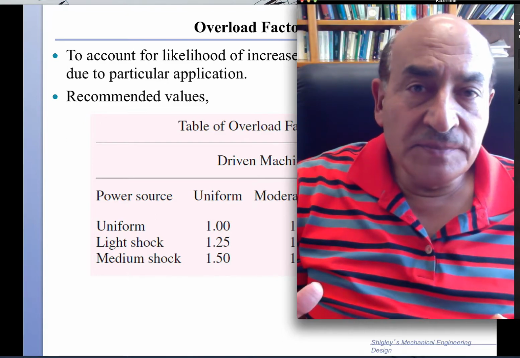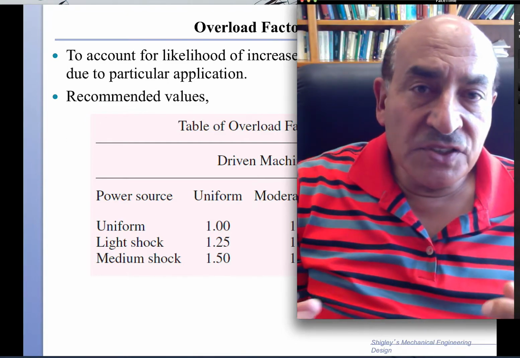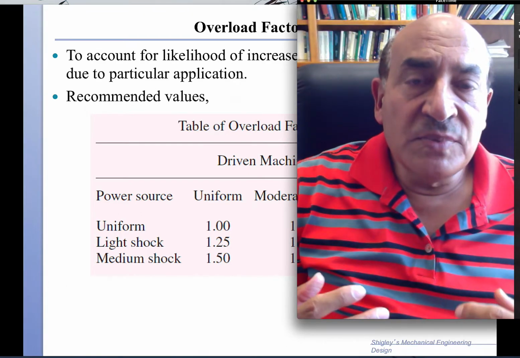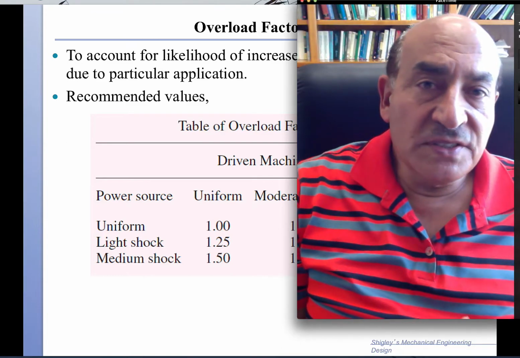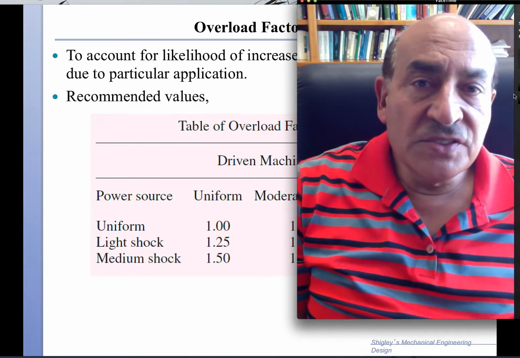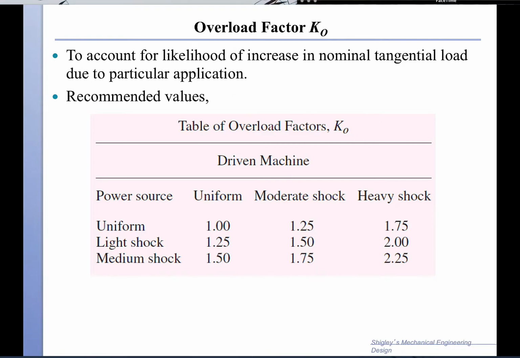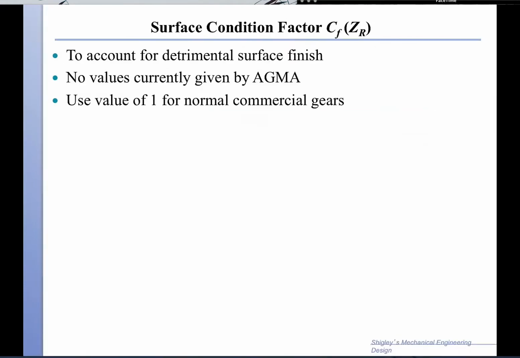Obviously, the larger the shock, the more you have a dynamic force that is amplifying the static normal stresses that we've been calculating. So the overload factor depends on the driven machine versus the power source. And you have a matrix here: uniform, moderate shock, heavy shock. So if you have heavy and medium shock here, the maximum is 2.25 increase in the effective loading.